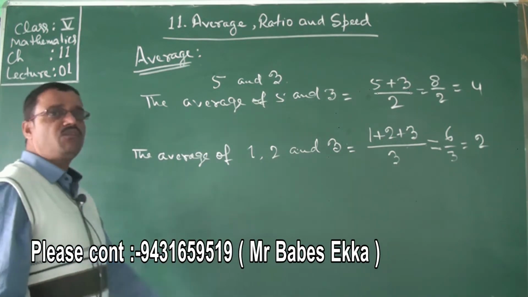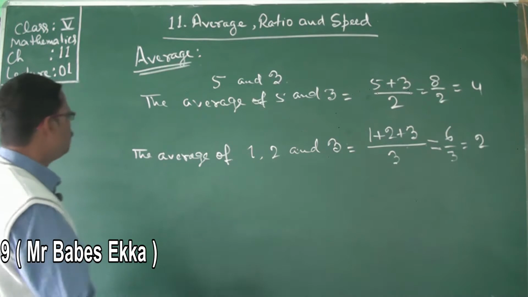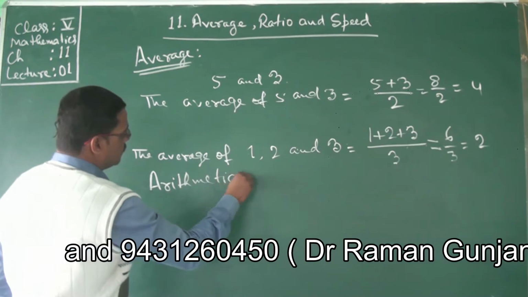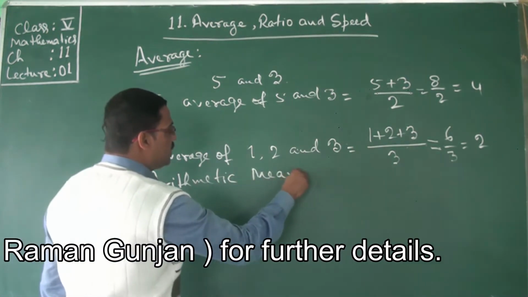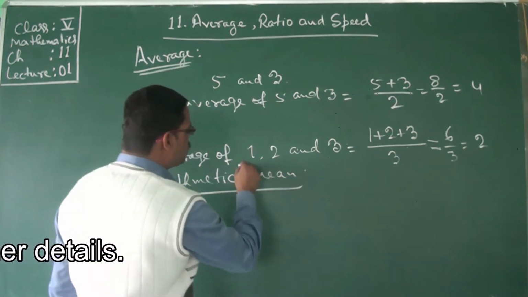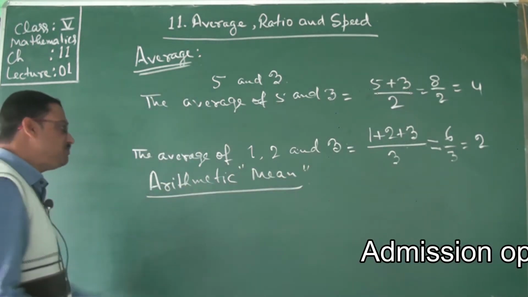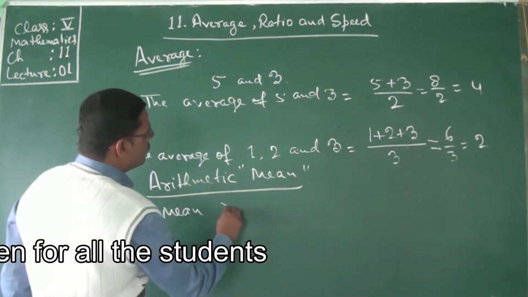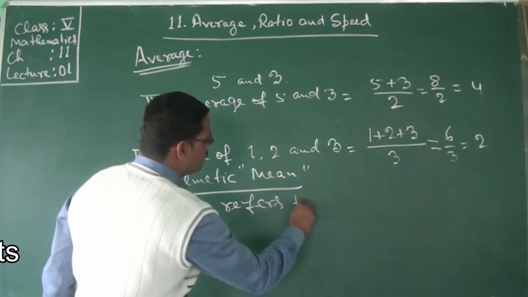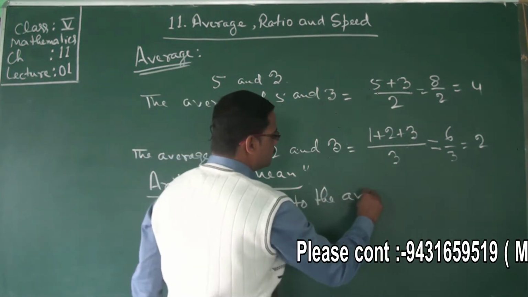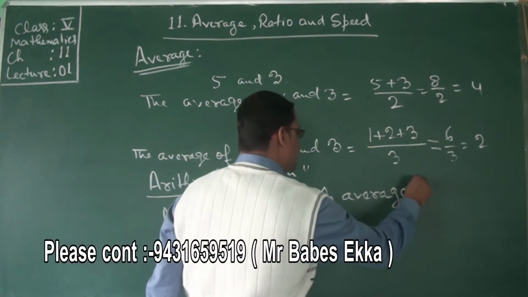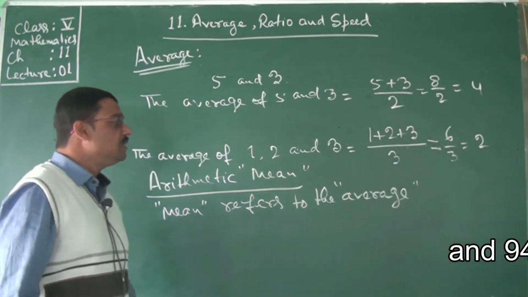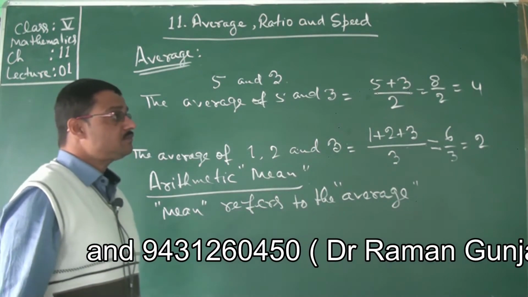Before going to the formula for average, let me explain the word you will get sometimes, arithmetic mean, or simply this word mean is also used here. So this word mean also refers to the average. So we can say average and mean will have the same meaning here.